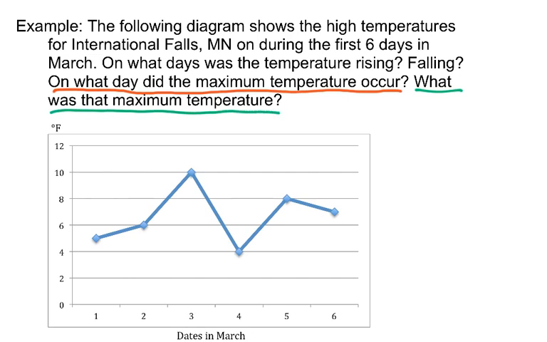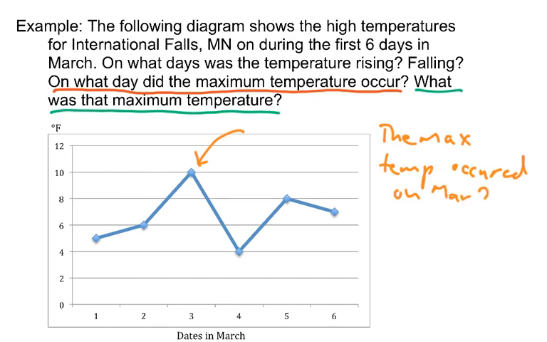So on what day did the maximum temperature occur? Temperatures go up as you read up the axis, so we're looking for the highest temperature we can find, and what day that occurred on. I think the point we're interested in is right here. To answer the first question, on what day did the maximum temperature occur, we would say the maximum temperature occurred on March the 3rd. That's when it occurred.